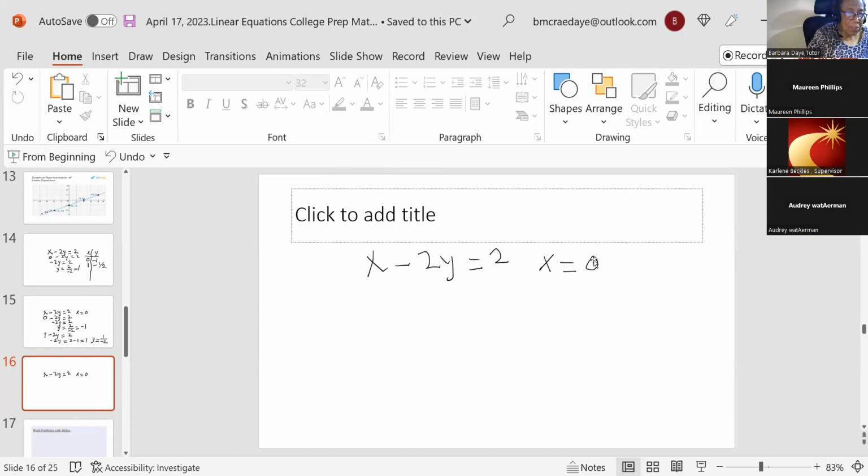Okay. Now, instead of x equals 0, let's just take that out. I want you to say x equal to 2. So let me just put that here. X equal 2. So where you see an x, put a 2 there. And I want you to solve for y. So that would be then 2 for the x minus 2y equal 2. Now, Audrey, what is y equal to? How would you solve for y?